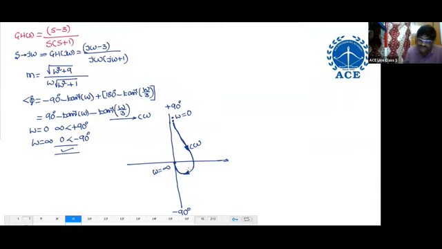Next. G of s, h of s equal to s plus 2 by s plus 1, s minus 1. Come on, do it.